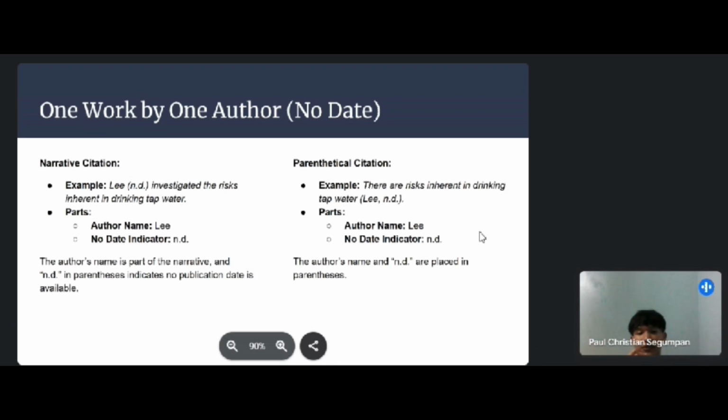And we have a special case, a work by one author without a date. Under the narrative citation, we simply put n.d. The same goes for the parenthetical citation, we just put n.d.